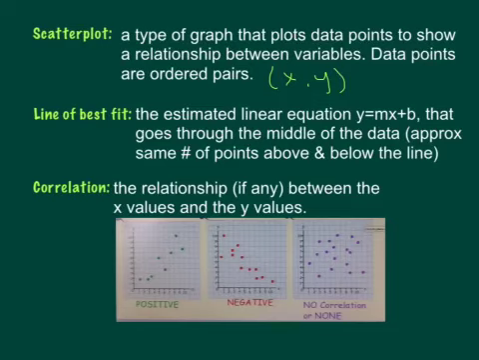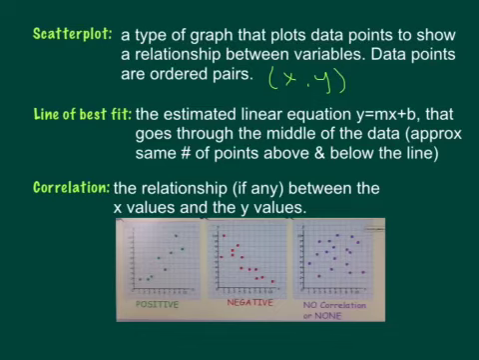A line of best fit is sometimes called a line of fit. It's the estimated linear equation, so usually it's given in slope-intercept form that goes through the middle of the data. Sometimes when you draw it, you'll have the same number of dots above and below. It doesn't have to be the same number, but just so it roughly goes through the middle of that data.